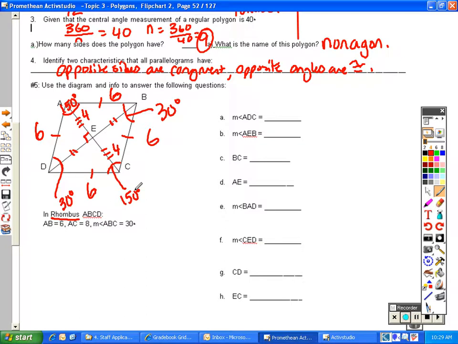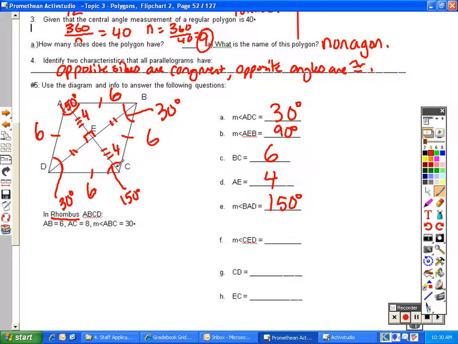All right, let's answer our questions now. What's the measure of angle ADC? ADC, we just filled that in. It's 30 because it's opposite ABC. AEB is 90 because those diagonals are perpendicular. BC has the same measure as AB, so it's 6. AE is half of the diagonal because they bisect each other, so it's 4. BAD, we have just said is 150 degrees because it's supplementary to angle B and angle D.